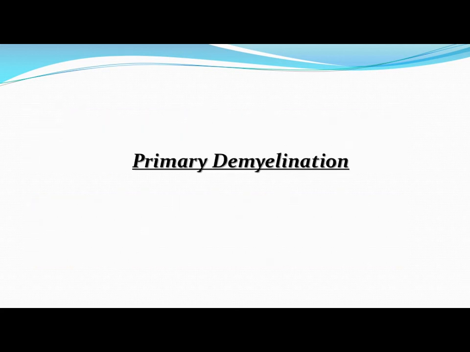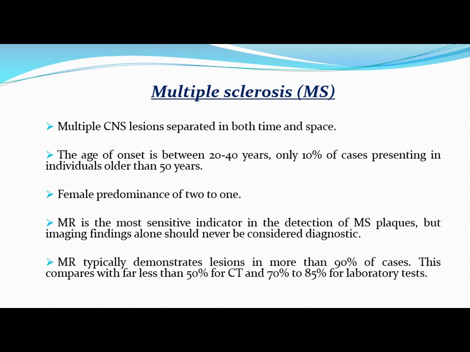Primary demyelination, multiple sclerosis: multiple CNS lesions separated in both time and space. The age of onset is between 20 and 40 years, with only 10% of cases presenting in individuals older than 50 years. Female predominance is 2 to 1.